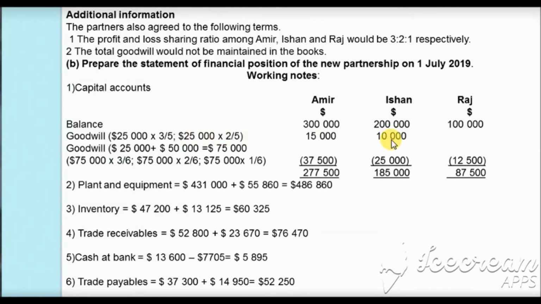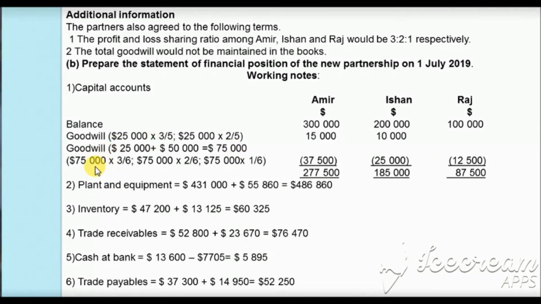Now as we have merged both the firms and formed the new partnership firm, the goodwill for the new partnership firm will be $25,000 plus $50,000, which is $75,000, and it is mentioned that this will not be maintained in the books of account. That means it will be written off, and when we write it off, we debit the share of the goodwill to each partner's capital account. So when we debit the share to each partner's capital account, we subtract it from the capital account.